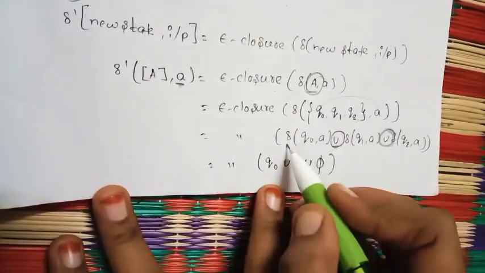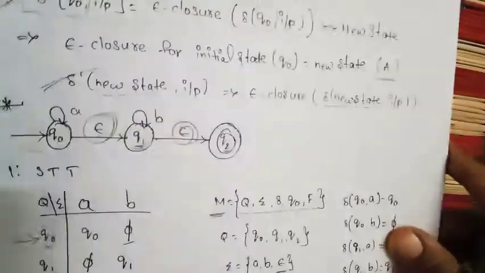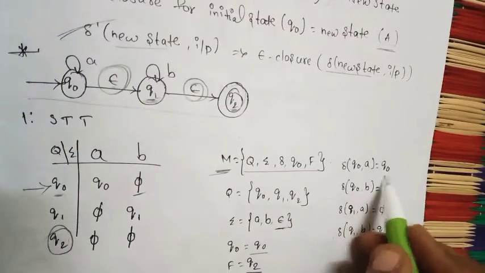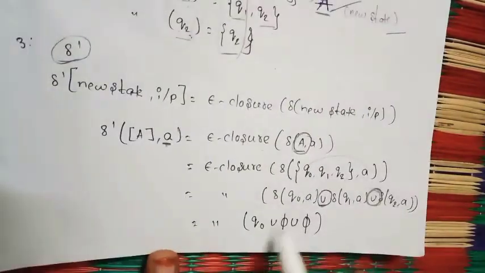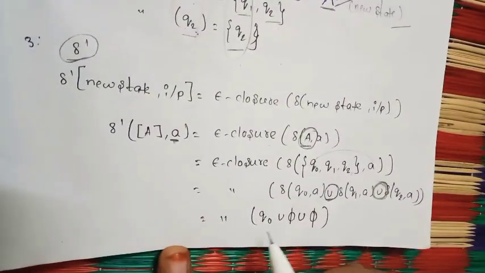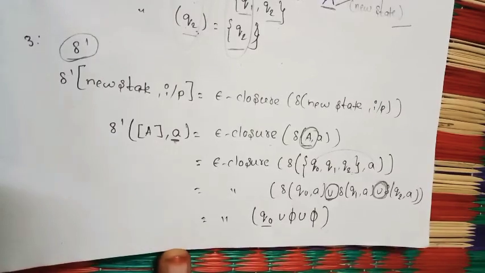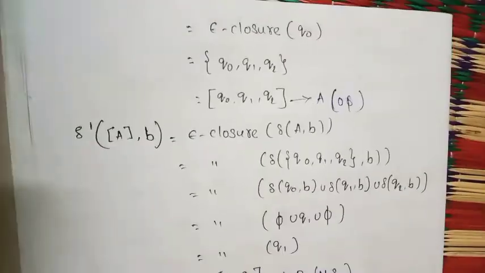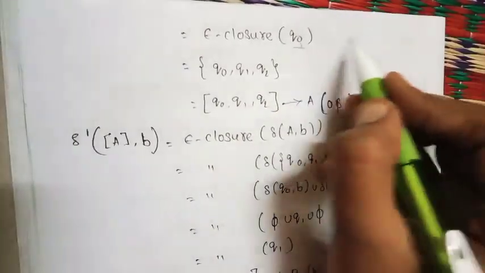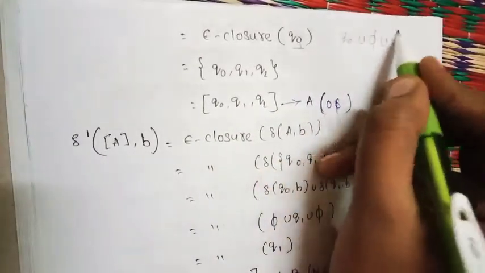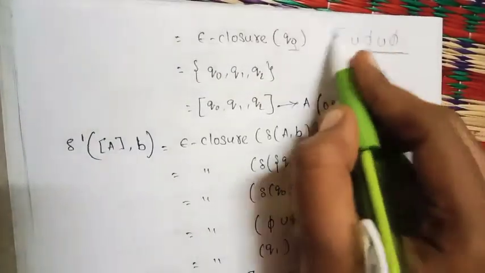Now write delta of q naught of a. Here we already computed that, guys. Delta of q naught of a equals q naught. Delta of q naught of b is phi. Like this, I am just representing the values here. So I got only q naught and the remaining are phi. Let's move to the next step, guys. In the next step, epsilon closure of, we just consider q naught, the remaining two are phi. So we remove these phi and just consider q naught.